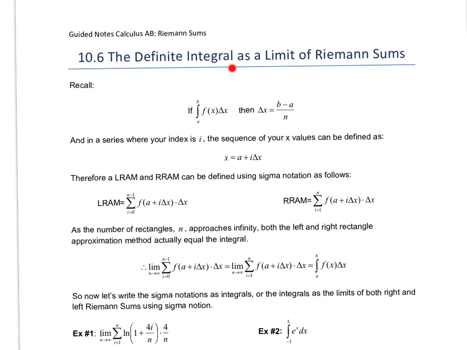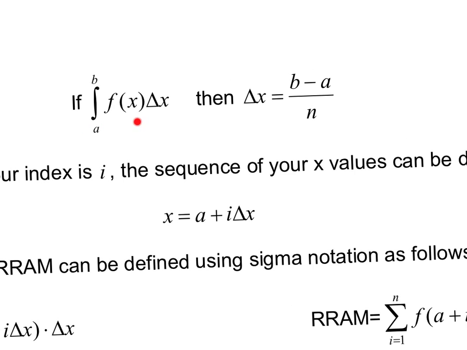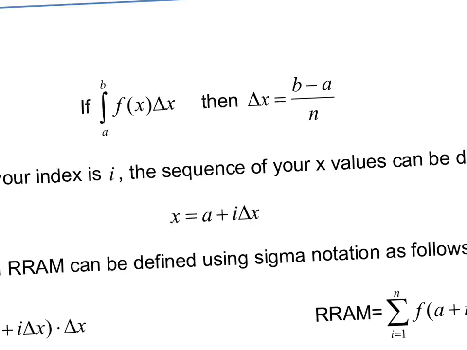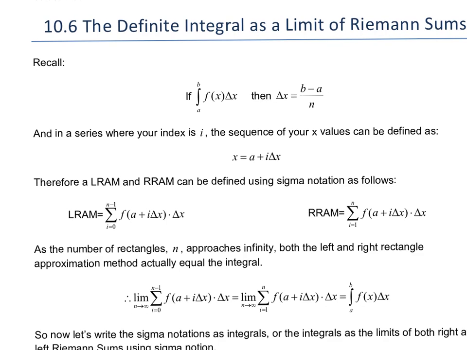Alright, so now we're going to talk about the definite integral as a limit of Riemann sums. So remember that the definite integral is just the area underneath the curve, and we find the delta x by doing b minus a over n. That's going to be extremely helpful.